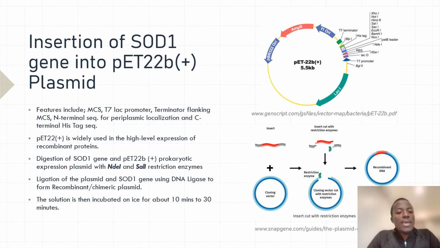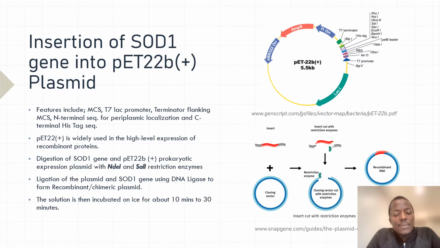And then it has the terminator flanking the multiple cloning site. It also has the N-terminal sequence as well as the C-terminal sequence with the polyhistidine tag. PET is a widely used vector for recombinant protein expression.